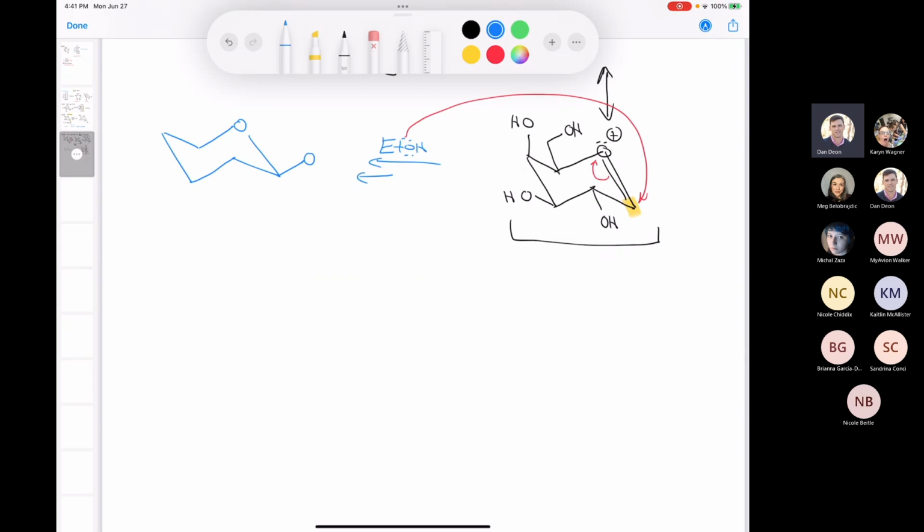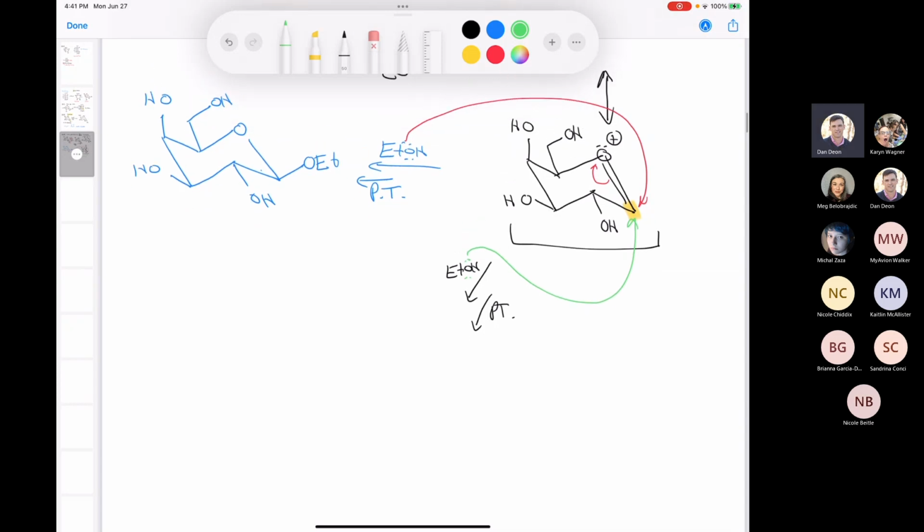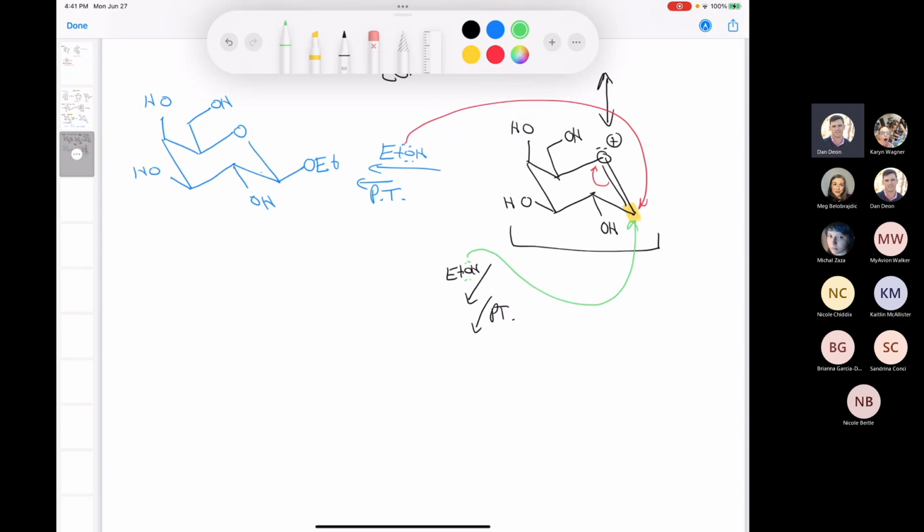And then after a proton transfer, I'll just put proton transfer at the end, you're going to end up with your ethyl here. So you have a glycoside. So let's put all these groups in like that. However, if your ethanol attacks and then you get a proton transfer, if the ethanol attacks from the bottom, like this, I got two sets of arrows on the same molecule, but it'll have to do for now. Then you're going to end up with the alpha anomer.